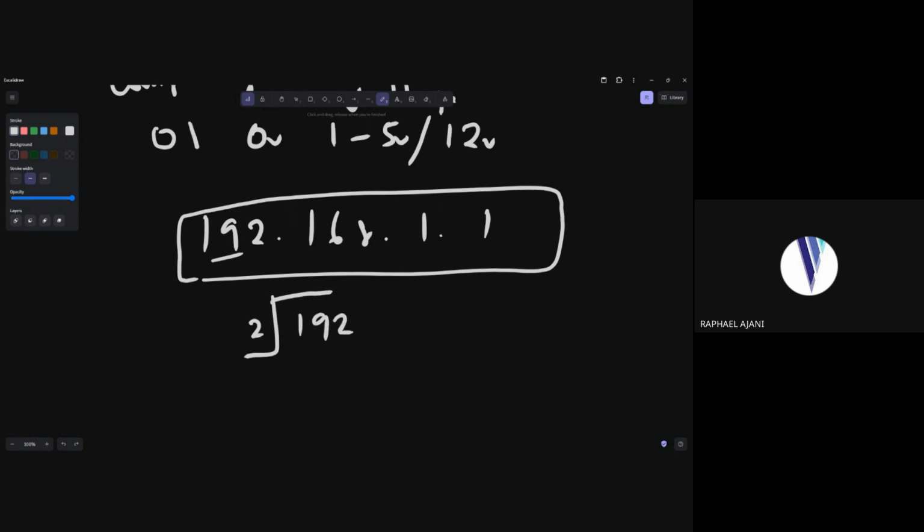elementary maths, who can divide this for me? Those who are the mathematicians in our midst. 192 in binary. What is it now? 192 in binary number. I just want the computer to help me now.